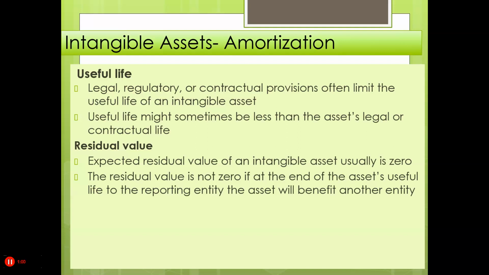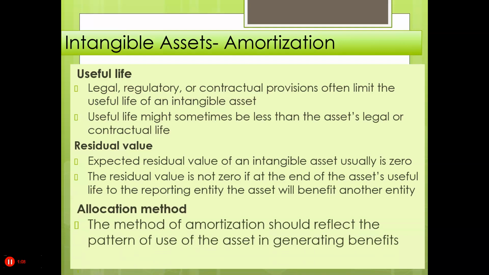The residual value is not 0 if at the end of the asset's useful life to the reporting entity, the asset will benefit another entity. Allocation. The method of amortization should reflect the pattern of use of the asset in generating benefits. Now, how do we value them?